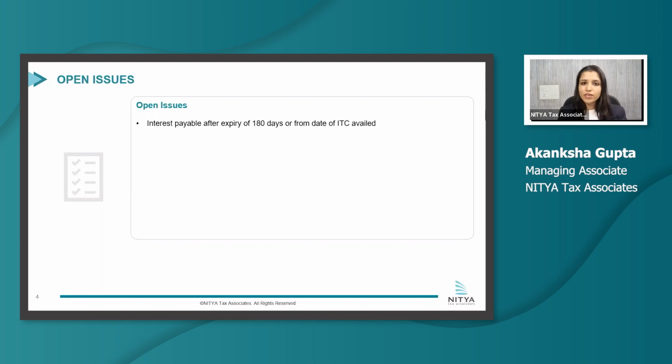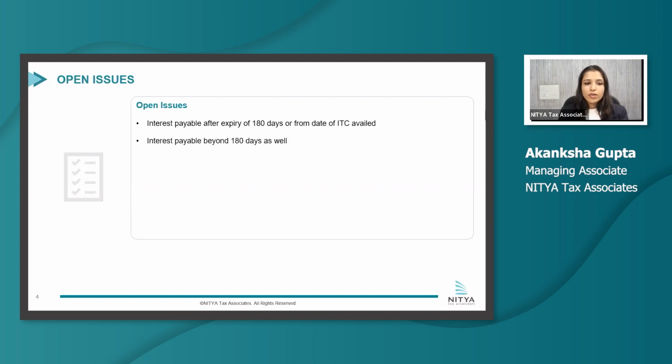So as we discussed in the previous slide, earlier the time period for which interest is to be paid was very clear under Rule 37. However, post-amendment, the period is silent, and hence we can interpret that interest would be payable after expiry of 180 days till the actual payment of the output tax liability.